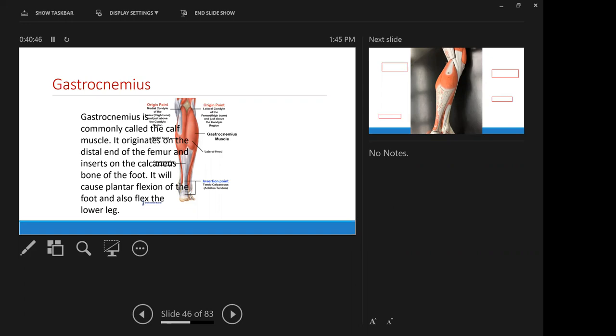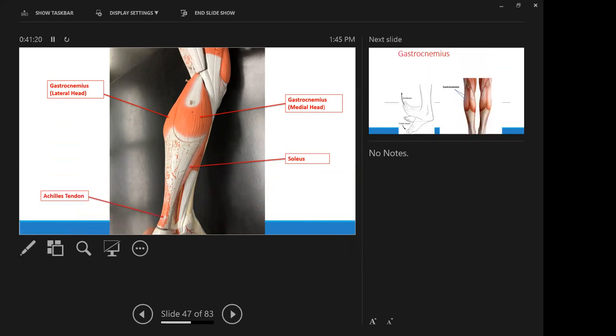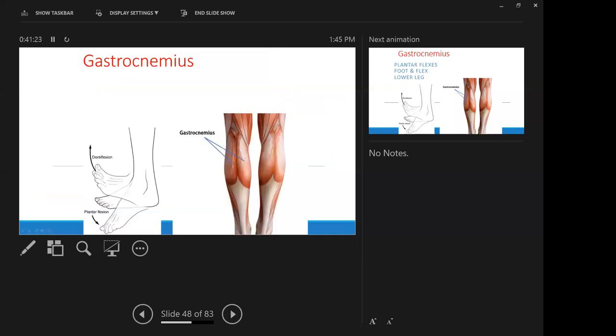Now, the origins of the gastrocnemius are on the medial condyle of the femur and the lateral condyle of the femur. The lateral head originates on the lateral condyle. The medial head originates on the medial condyle and inserts on the Achilles tendon. Again, there's our gastrocnemius muscle. There's our medial head. There's our lateral head. There's our soleus. There's the Achilles tendon right there. And this is what the gastrocnemius does.